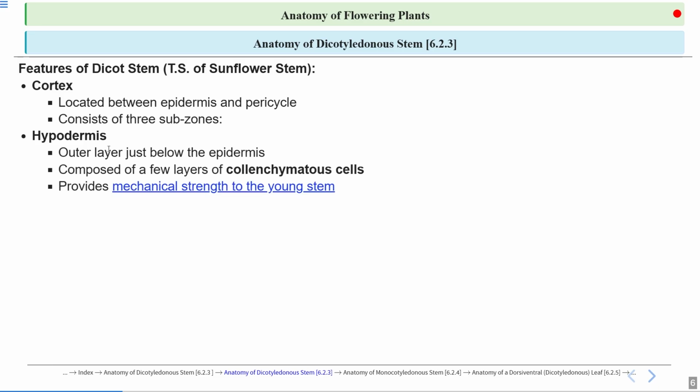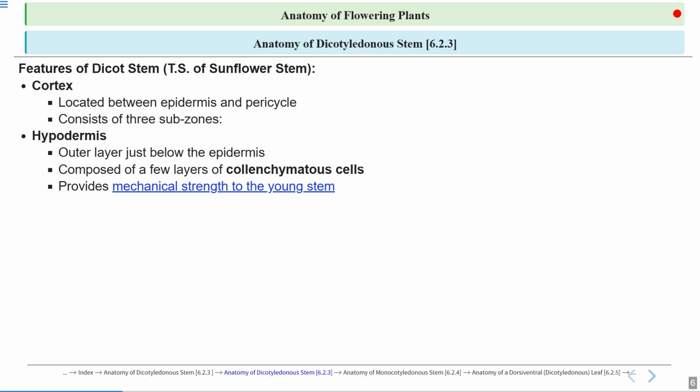The outer cortex layer is called the hypodermis. It is the layer that is just present below the epidermis. Just below the epidermis is the hypodermis, and you can see it is composed of a few layers of collenchymatous cells.